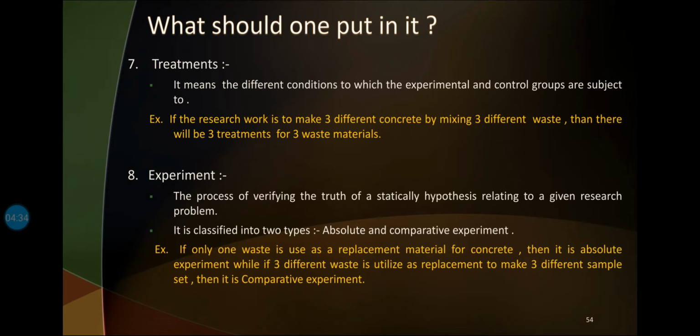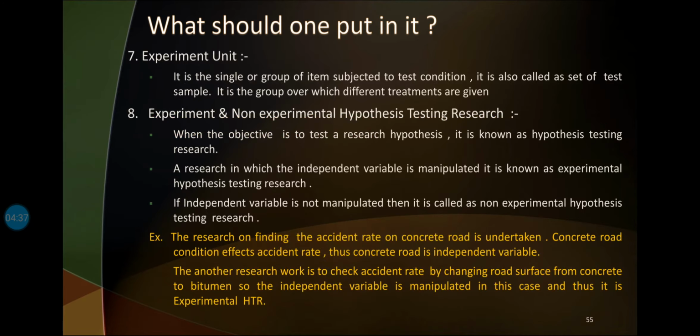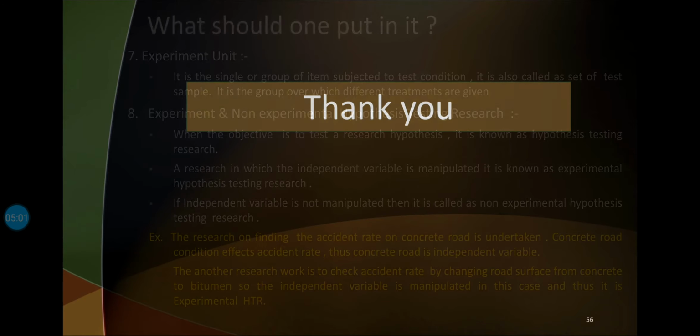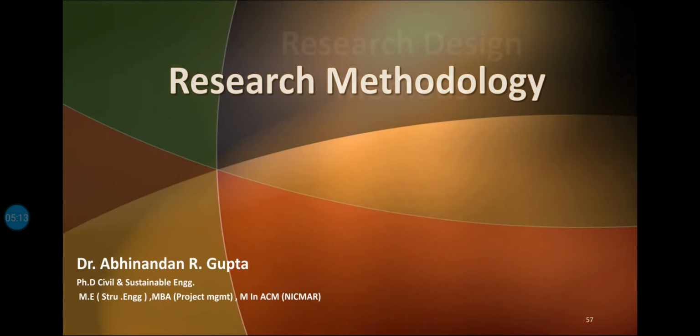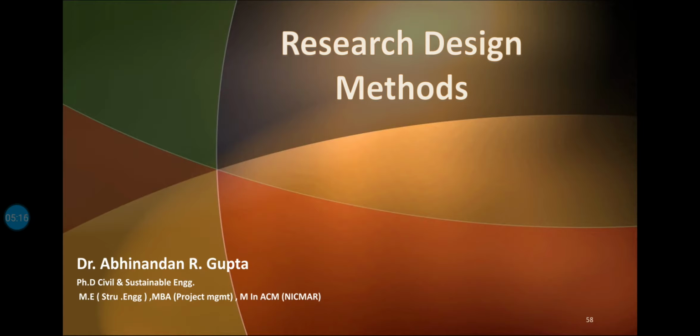Experiment, it is the process of justifying your facts. Experimental unit, again it is the group of samples that you want to test. Experimental and non-experimental hypothesis testing research, we have already discussed. It is related to the independent and dependent variables. Even we have discussed in detail the effect of variables on the behavior of the sample study. So now we will start with the first part of research methodology, and in this research methodology there are various methods of conduction.